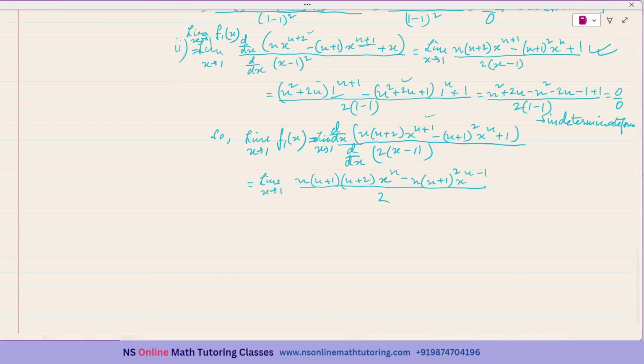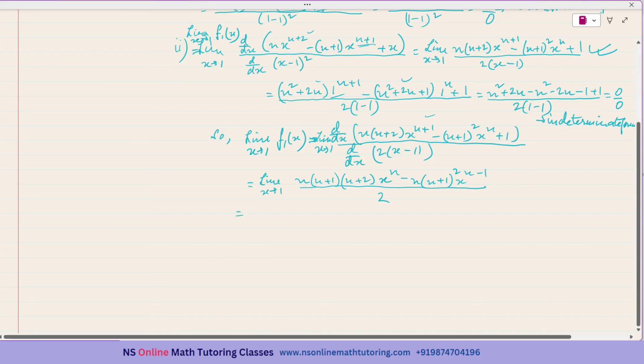So this time we are sure that we will not be getting an indeterminate form. The denominator is 2. Now let us substitute 1 in place of x. So n times n plus 1 times n plus 2 times 1 raised to the power of n minus n times n plus 1 whole square, 1 raised to the power of n minus 1 over 2 is equal to 1 to the power of n or 1 to the power of n minus 1.